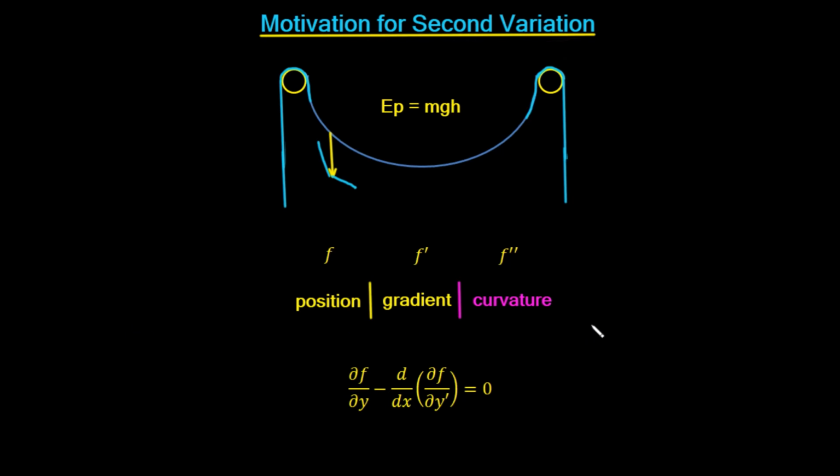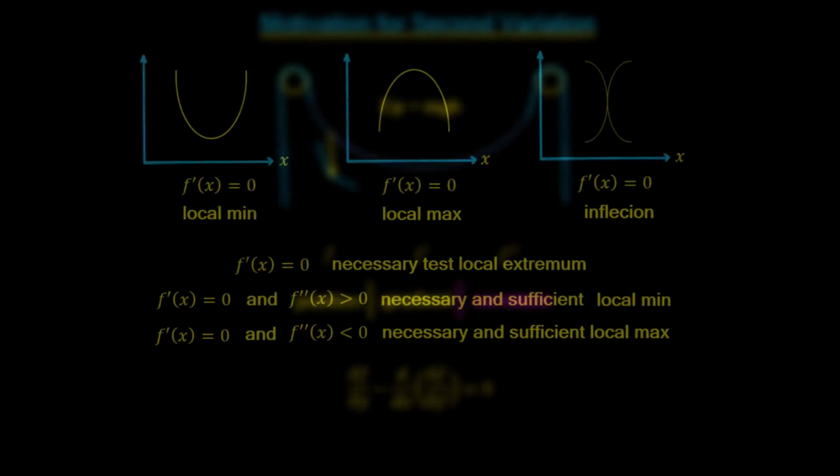So in this course we're going to be looking at the second variation, or if you like to think about it in terms of a physical example, we would be looking at the curvature change of this hanging rope. So why bother with this second variation and higher order variations? Well, let's have a look at that in the next slide.